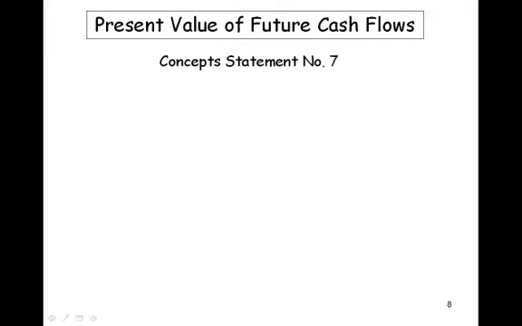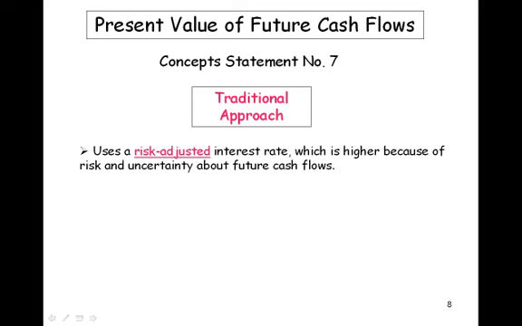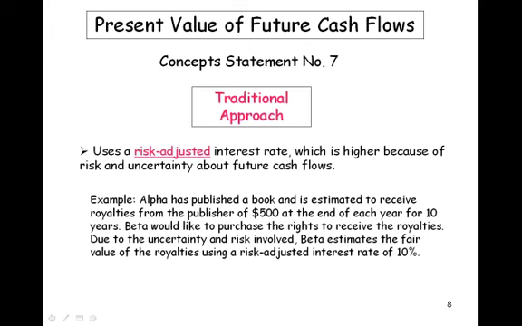You'll recall from Accounting 350, concept statement number 7 of the conceptual framework provides a framework for using expected future cash flows and present values as a basis for measurements such as fair value. In concept statement number 7, 2 approaches are described. The first is the traditional approach. With this approach, we use one expected future cash flow and an interest rate that is high enough to adjust for any risk or uncertainty about the estimate. Look at the following example.